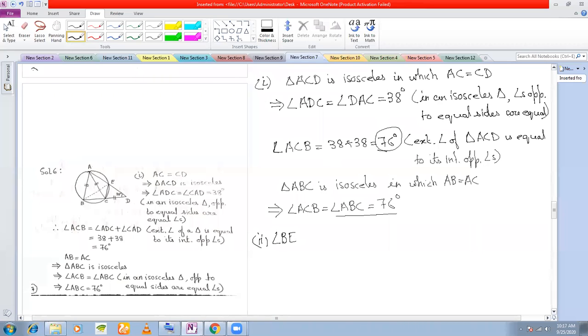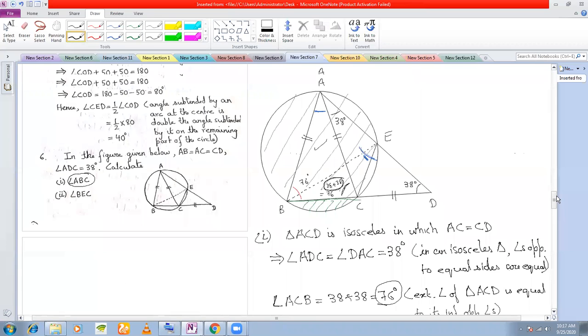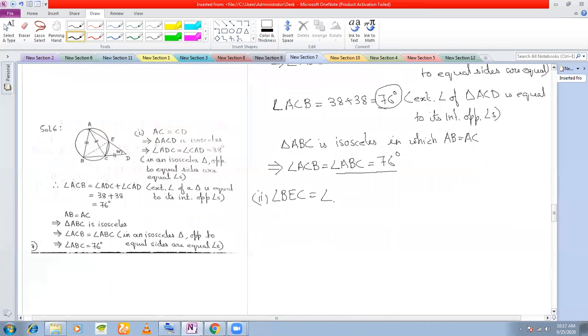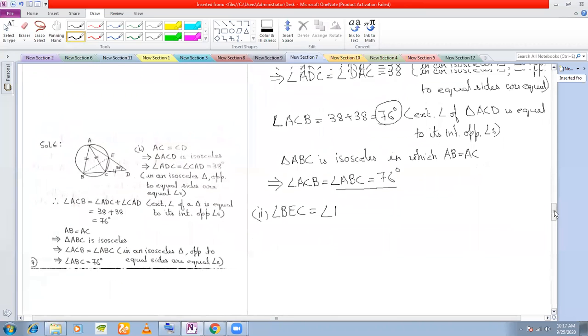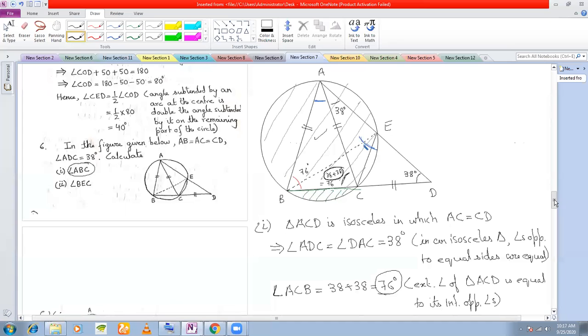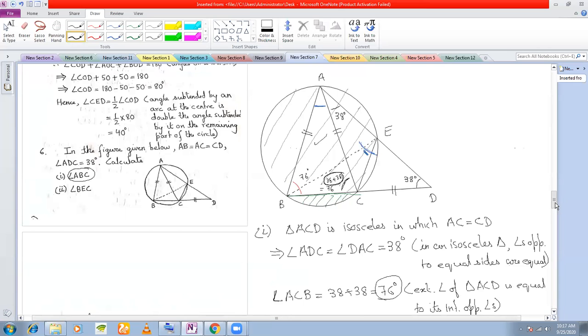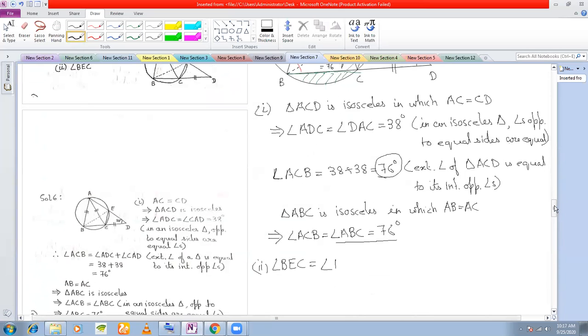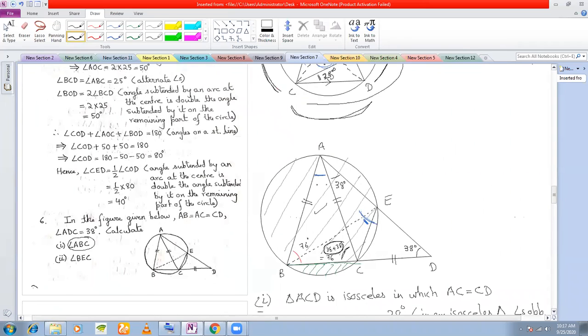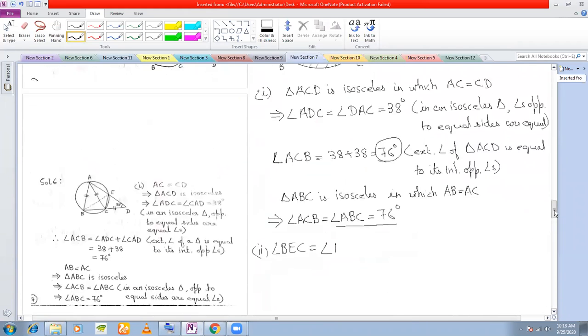Angle BEC is equal to angle BAC, but before that I have to calculate BAC. So we will calculate BAC. How will you calculate this angle? If you consider triangle ABC, these two angles you know, 76 and 76. Therefore, you can calculate the third angle. And once you calculate this, you get the value of BEC. We will first proceed to calculate angle BAC.